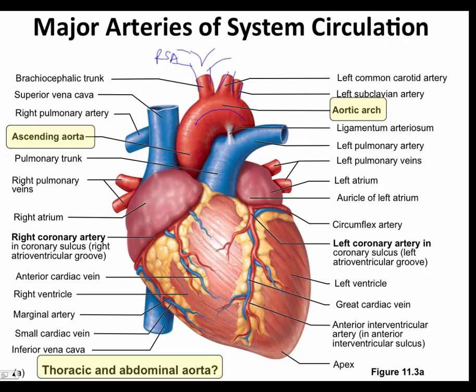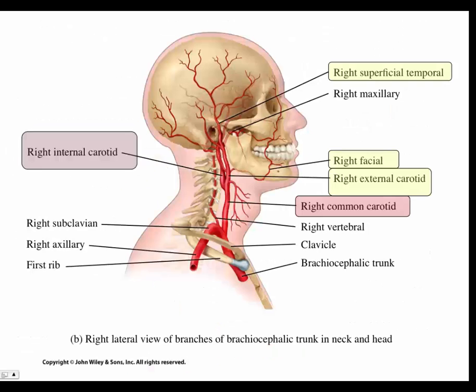And this is going to be the right common carotid artery. Now from here, this is also going to be mirrored on your left common carotid artery. We're going to bridge up, or come up here, and we're going to feed our neck and our head, so all the tissues and muscles in this region.